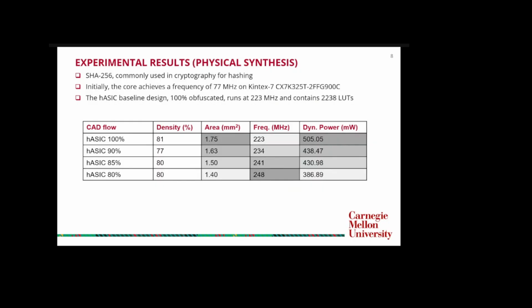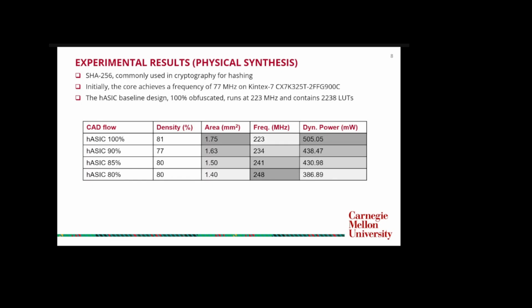So here are some of the experimental results. These results are from the physical synthesis, and they are very close to the silicon, right? If we look at the first row, we have 100%. It means that we have hybrid ASIC which is fully reconfigurable, analogous to FPGA, right? And then we have its area, frequency, and dynamic power. We also synthesize this design on FPGA, and this runs at 77 megahertz. So we can compare. If we compare the FPGA versus our fully reconfigured design, we can say that our design runs faster, right?